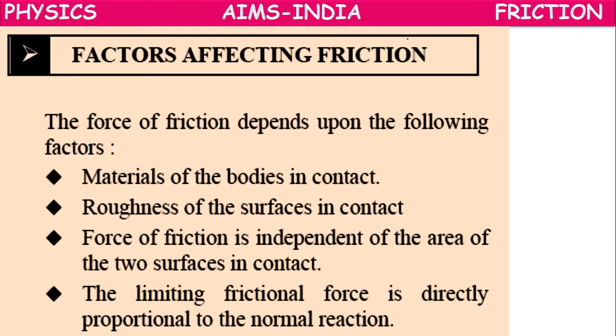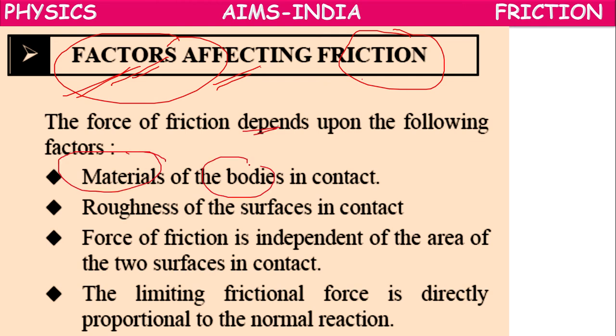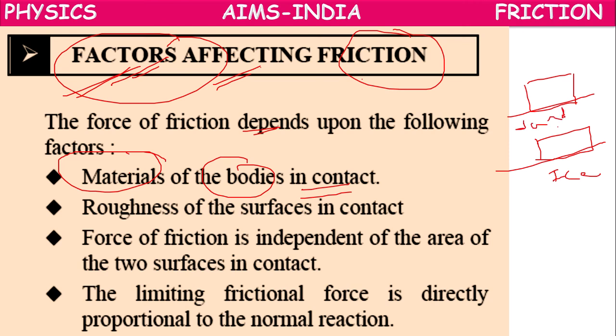Next, children, this friction is affected by some factors. Because of some factors, it will decrease or increase. On what factors does it depend? First one: the materials of the bodies in contact. Suppose we have kept a block on sand, or we have kept a block on ice. It depends on which materials are in contact. Based on that, friction will be less or more.